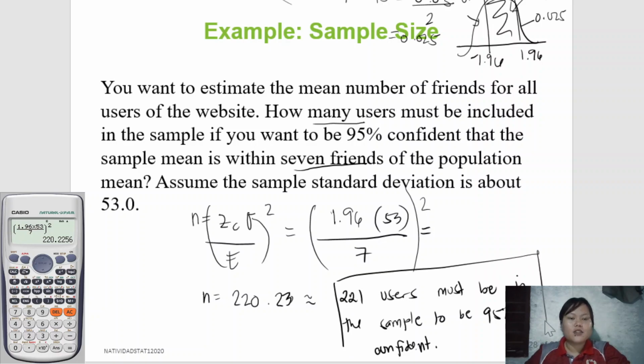Okay, so 221 yung susurveyan mo, kung yan yung na-compute ninyong value.